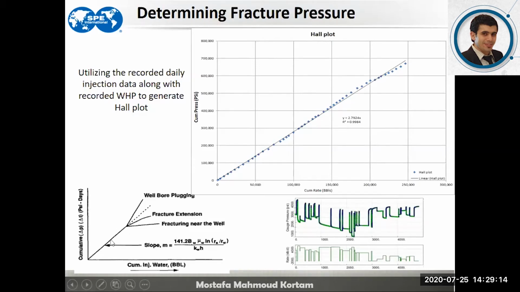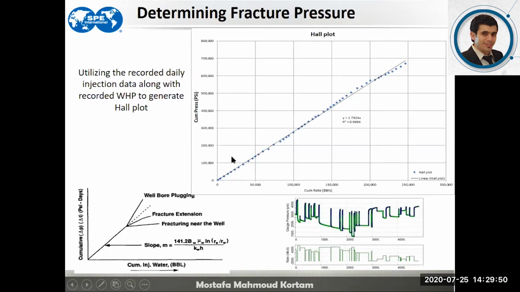If it represents a matrix, it has a slope that should be the injectivity index, close to the one identified by the step rate test. And if the line flattens in that direction, and if it is moving to a vertical direction, it would be an indication that there is some buildup of plugging, and skin is being introduced into the injectivity of the well.